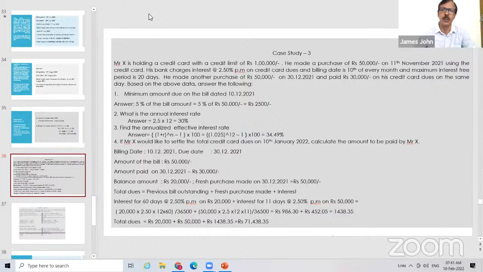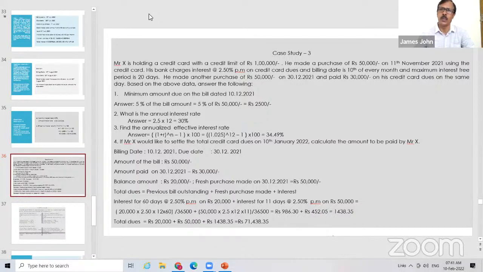No, here the interest for 60 days, why will 17,500 not be calculated? Why 17,500? I'm not getting it. If he paid a 2,500 minimum amount due in the previous month, then 47,500 you have to take. Here, what is the question? See, the first question is, what is the minimum amount due? Here, the question is, he had paid 30,000 on the due date. So what is the leftover period?